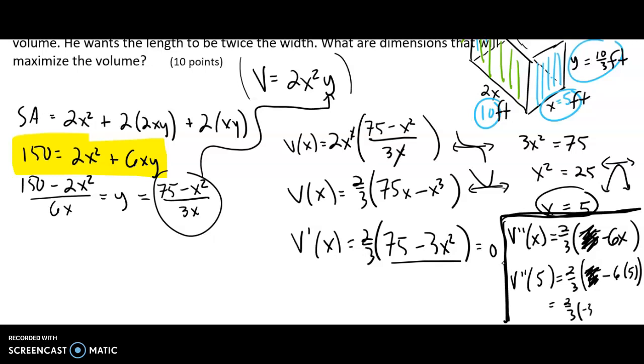2/3 times negative 30, whatever that is, negative 20, doesn't matter. What really matters is that it's negative, okay? So that indeed tells us that it's concave down there. So we have this scenario, concave down, which means we have a maximum. It just verifies that a maximum occurs here at x equals 5.